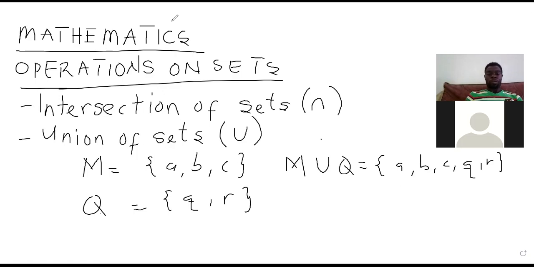Good. So union of sets, we are combining all the members of the given sets to get one set, to get their union. We are putting them together. That's the meaning of union. Good.